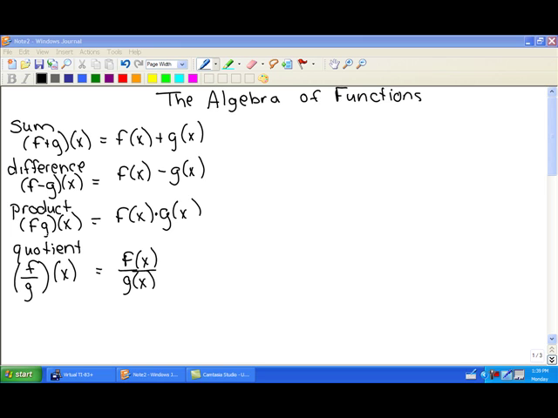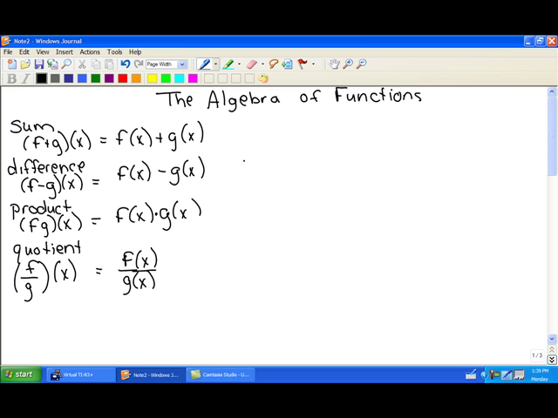The product of two functions, f times g of x, means to take the f of x function and multiply it times the g of x function, and the quotient of two functions, f divided by g of x, equals f of x over g of x. The notation here is going to be new, but combining the functions you've actually done in earlier algebra classes.